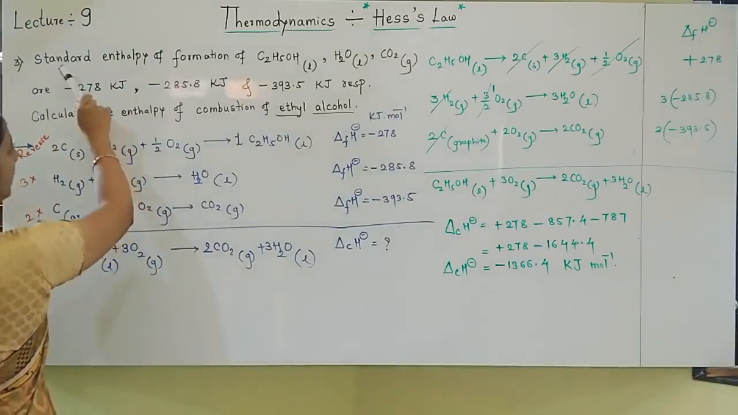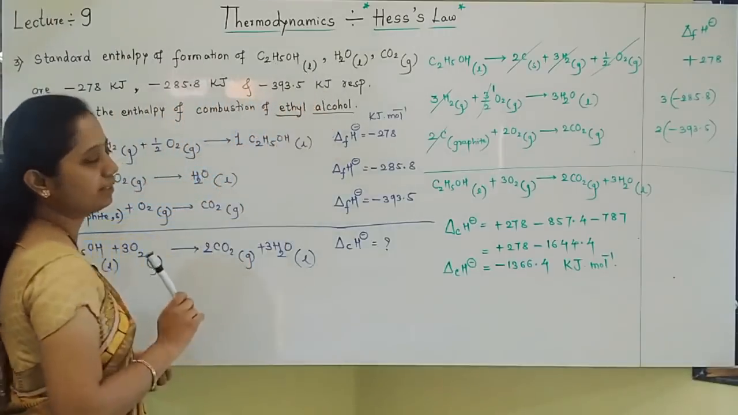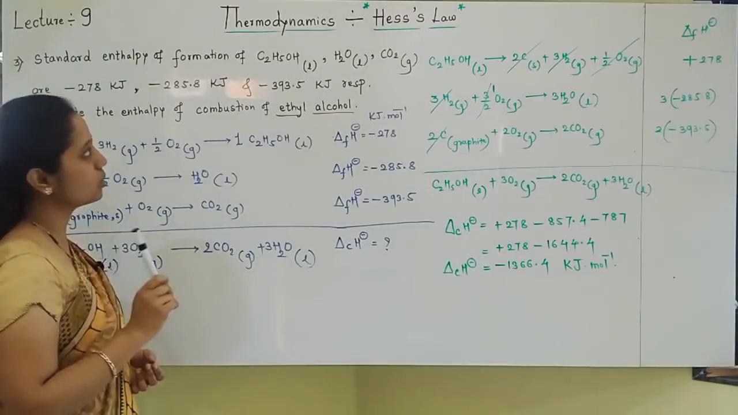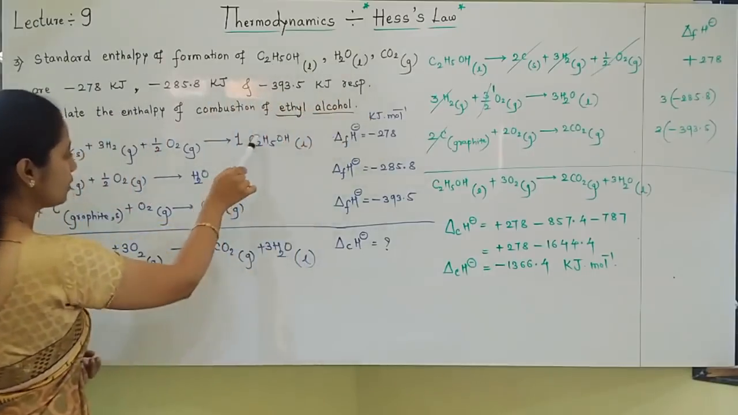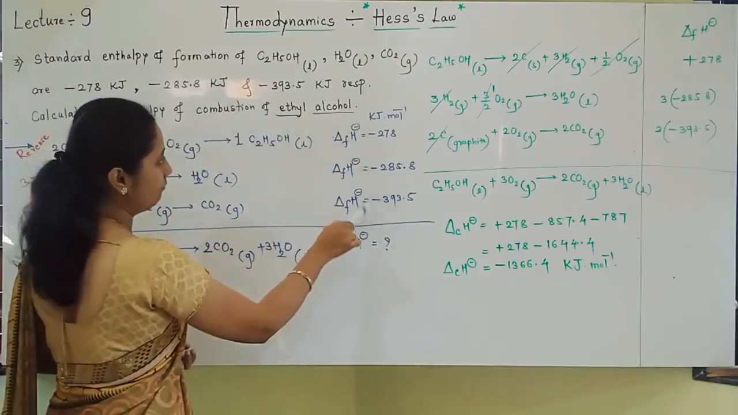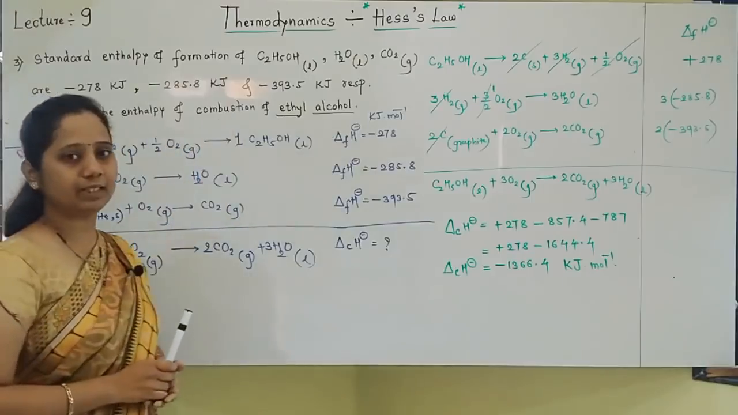See the things. Standard enthalpies of formation of ethanol, water and carbon dioxide are given. So you have to write the equations for formation of ethanol, water, and carbon dioxide. I have written those equations and the respective values in front. Next, calculate the enthalpy of combustion of ethyl alcohol.